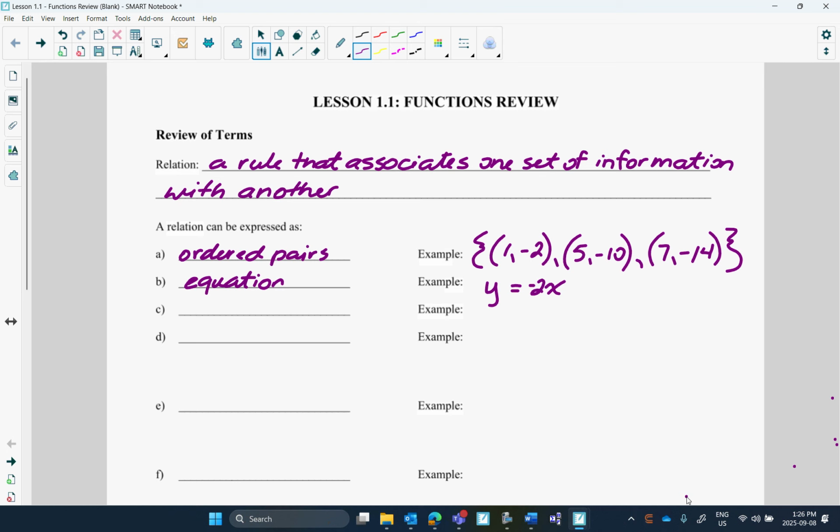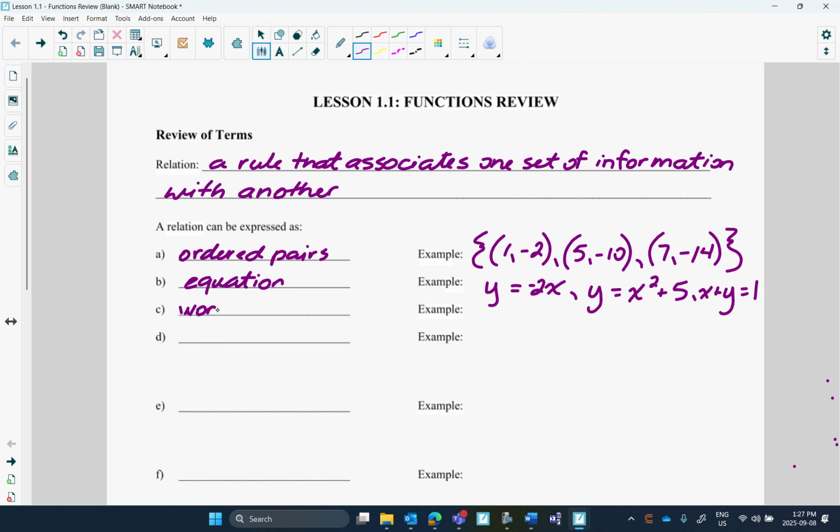But equations can have squareds in them. We're going to see this year they can have cubes in them. They can have fourth exponents in them. Okay? Doesn't necessarily have to be y equals. It could be x plus y equals 1. That's still an equation that shows a relation. Okay? First set of information we usually call the x's. Second set of information we usually call the y's.